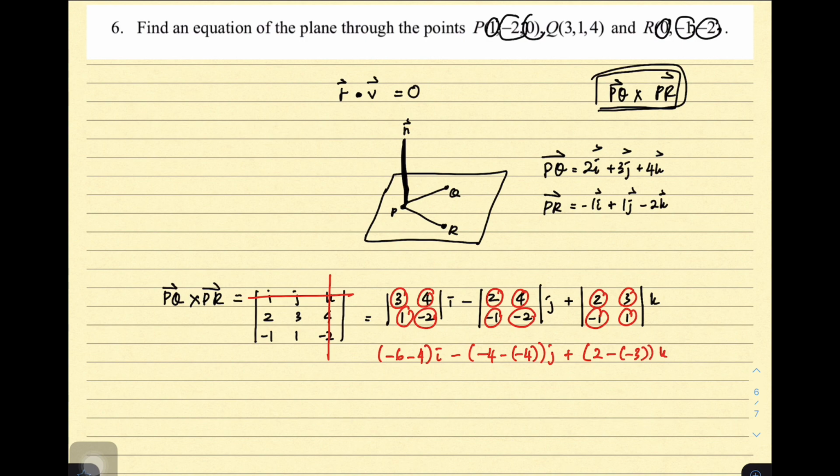So if you selesaikan semua ni, you will get -10i, -4 plus 4 is 0, so there is no j. 0 times j is 0, so there is no j. 2 minus and minus is plus, so 2 plus 3 is 5k. So you have -10i plus 5k. So -10i plus 5k ni apa dia? Yang ini adalah vector that is perpendicular to the plane. So now you already have your n, -10i tambah 5k.